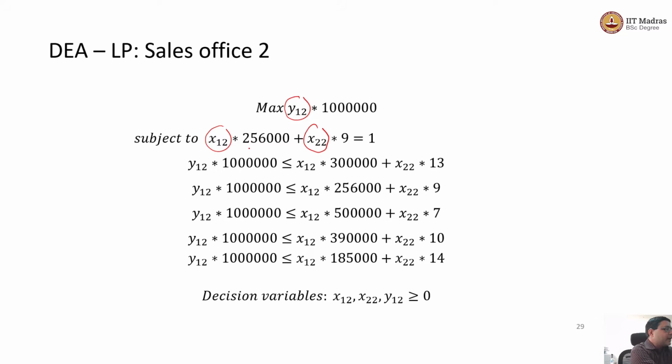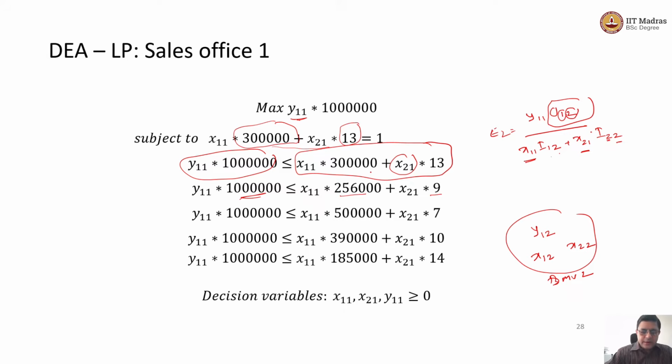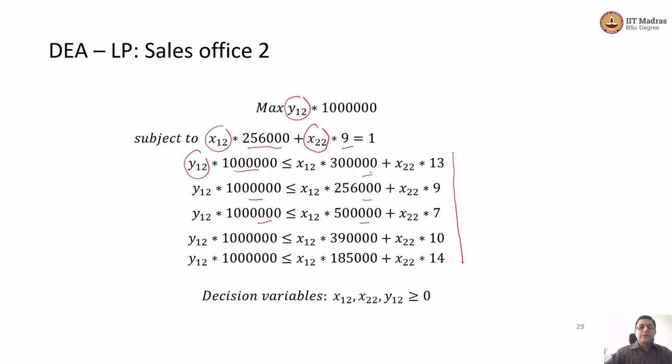The normalizing constraint will have the inputs for DMU2, but notice that these constraints change only in terms of y, but they don't change in terms of these values, because they are essentially the values available, the parameters available for DMU1, DMU2, DMU3, DMU4 and so on. Right. So I hope you have understood the difference between the two formulations. The decision variables are different. The normalizing constraint is different, right? Here the decision variables are different, but the constraint structures are the same.